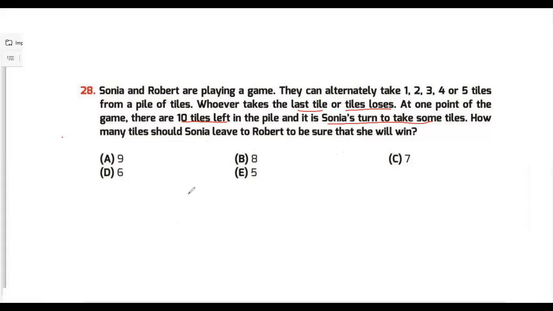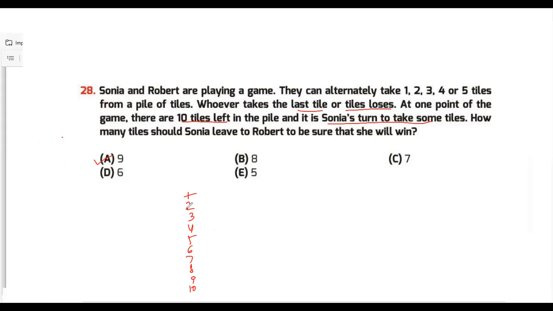So basically, you have 10 tiles, 6, 7, 8, 9, and 10. So now it is Sonia's turn to pick. How many tiles should Sonia leave to Robert to be sure that she will win? So let's just start with, say, option A. So suppose she takes this tile. Okay, so that means there are 9 tiles for Robert to pick. So what can Robert do?